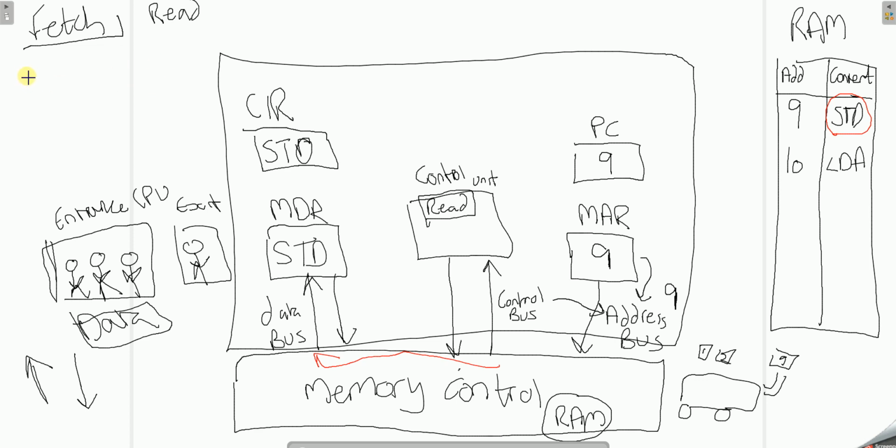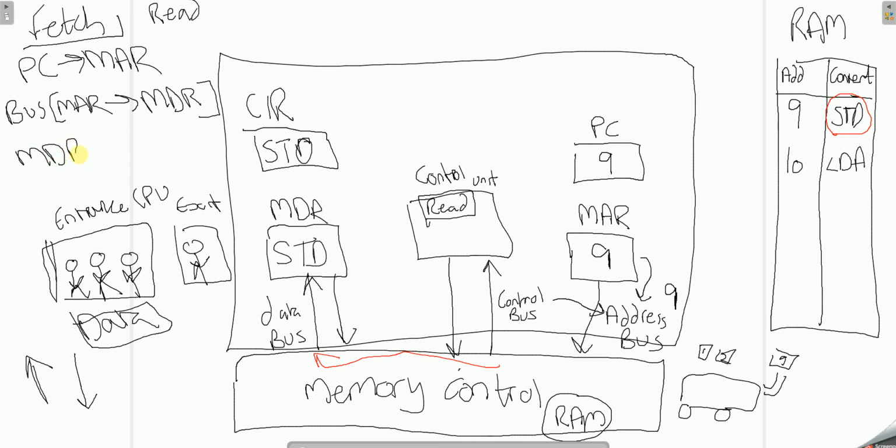So fetch, what that is the following. You've got the program counter, which copies values over to the MAR. You've then got the MAR, which copies values over to the MDR, the content. Then you've got the MDR copying values over to the CIR, which I'm going to talk about next to you in the next video.